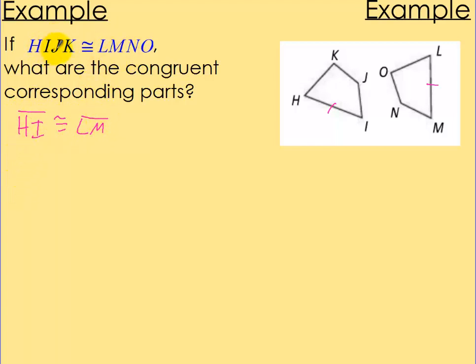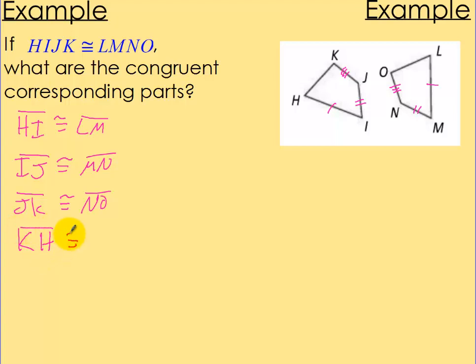So I know that IJ is congruent to MN. Next, I can say JK is congruent to NO. I'm going to label that. And the last one I can say is KH is congruent with OL. So I'm going to do 4 ticks. Good. Now that's what I can say about the sides, and I can also say things about the angles.